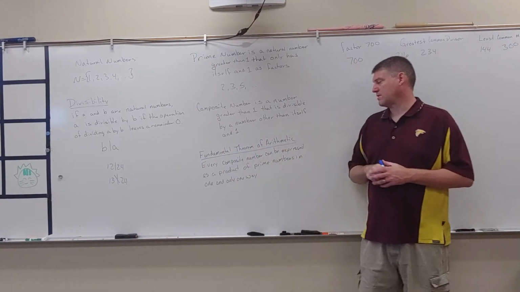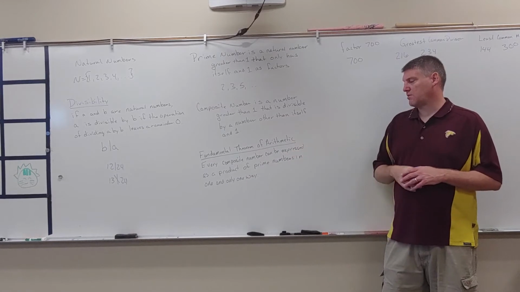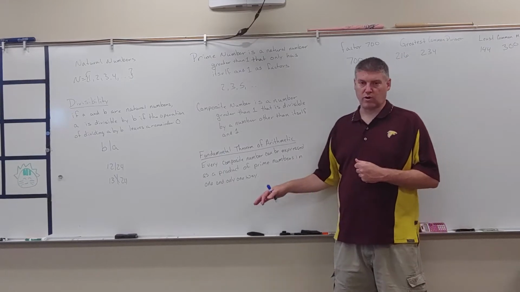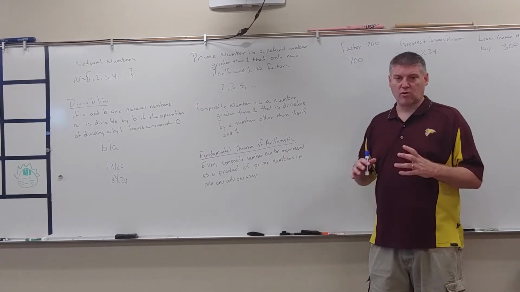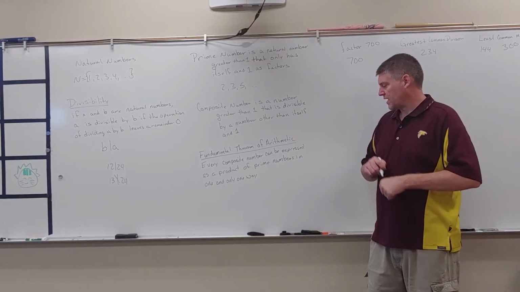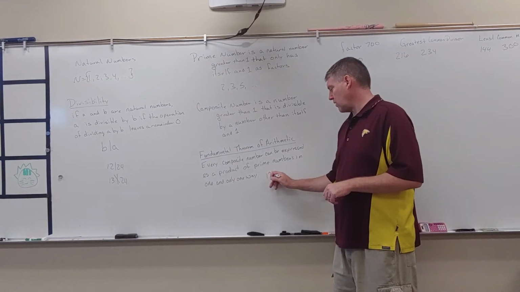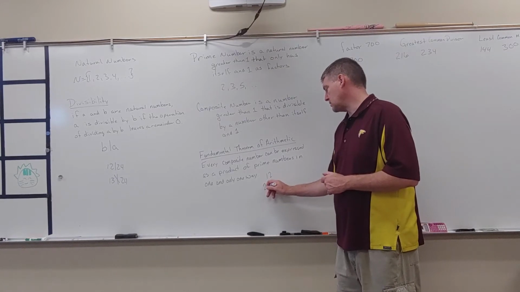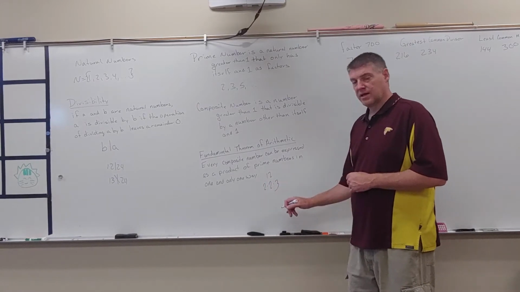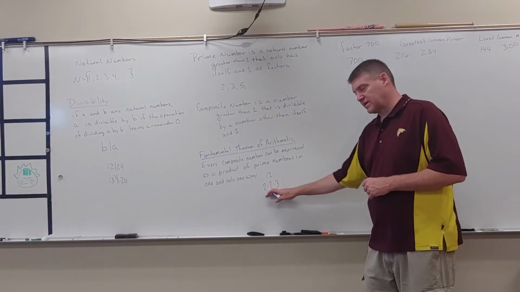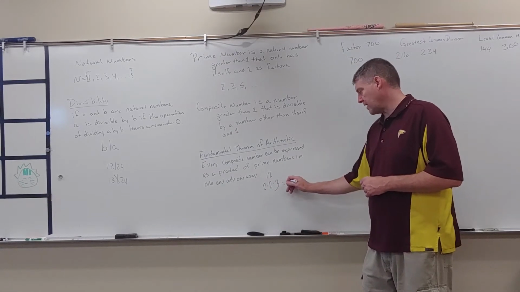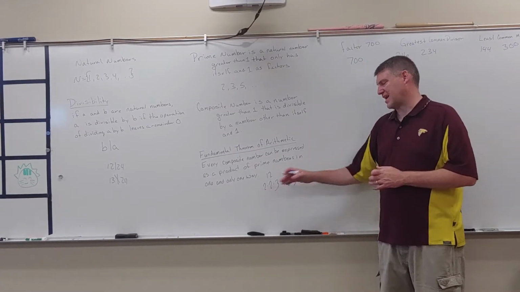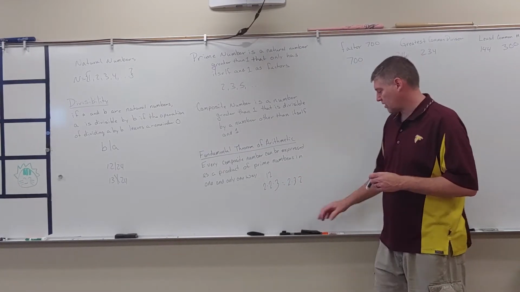Fundamental theorem of arithmetic: every composite number can be expressed as a product of prime numbers in one and only one way. Now that is disregarding order. So for example, if I had 12, I could say that is 2 times 2 times 3, but what I'm saying is this is the only way we can write it. These are the same thing, okay? So order does not matter. That's what we're going to disregard there.